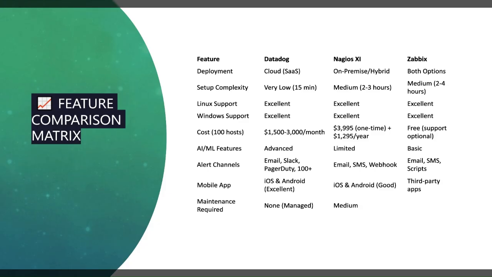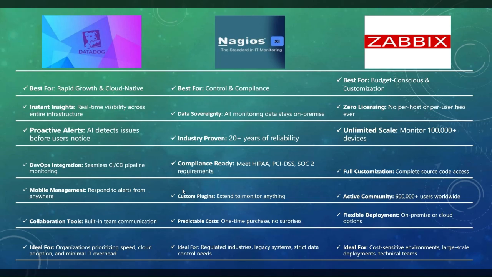Maintenance is another big difference between all three of them. Datadog requires almost no maintenance at all, whereas Nagios and Zabbix need regular updates and system management. So those are some things that we definitely want to keep in mind.